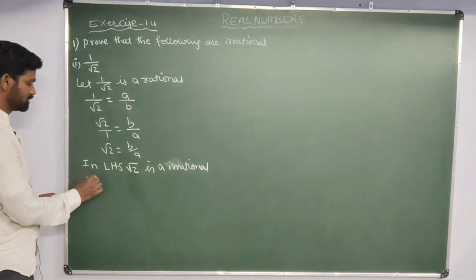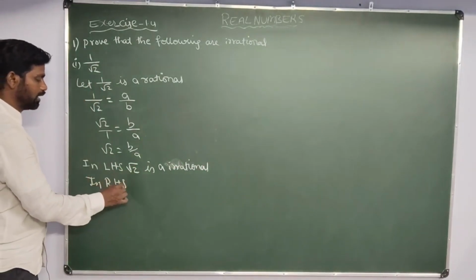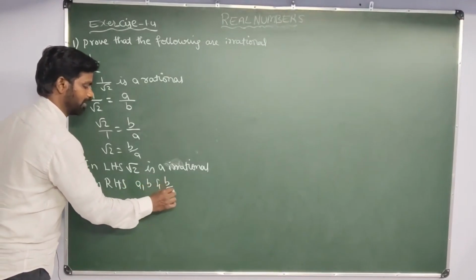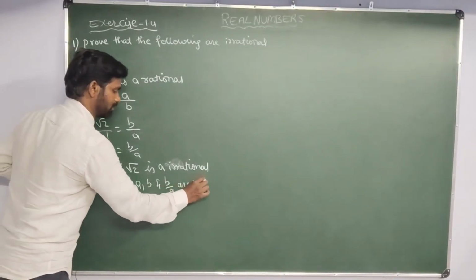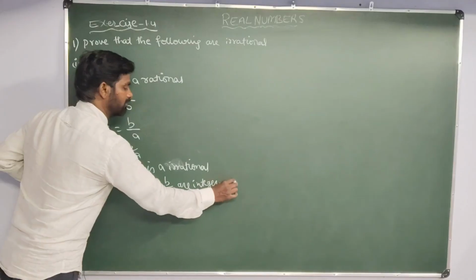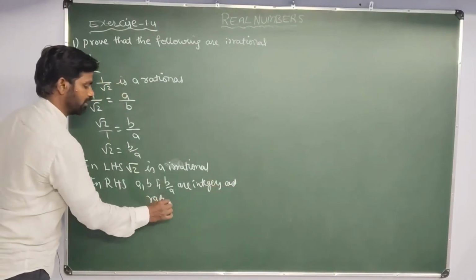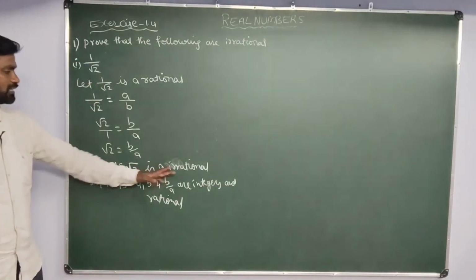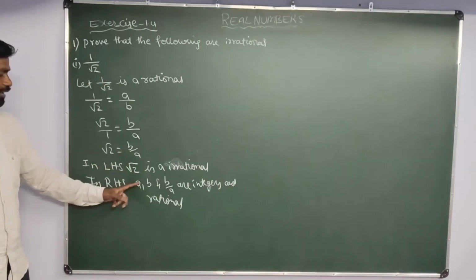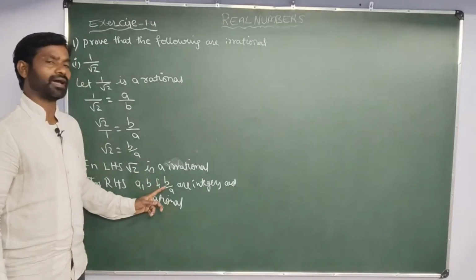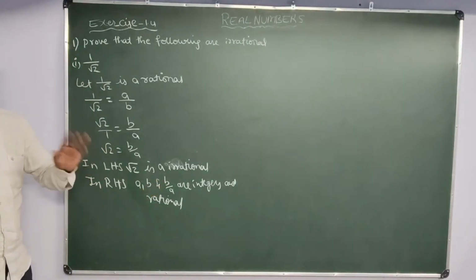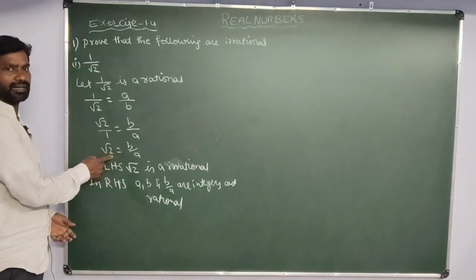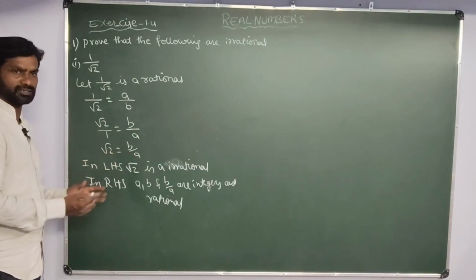Okay. Now in RHS, a, b and b by a are integers. First of all, they are integers and they are rational. So in LHS, we know that root 2 is irrational. In RHS, we have a, b and b by a are integers and they are rationals. All integers are rationals. So in LHS we are getting irrational and in RHS we are getting rational.